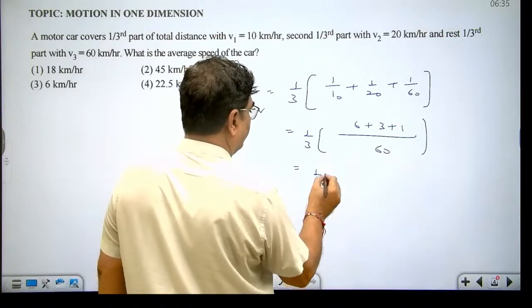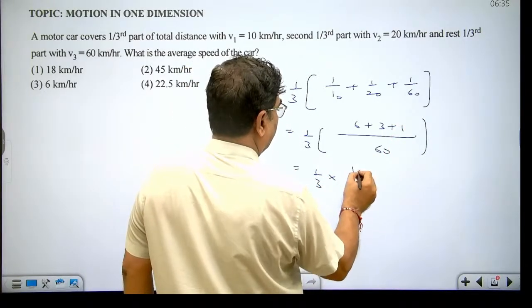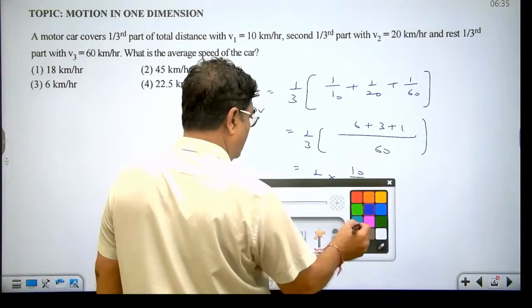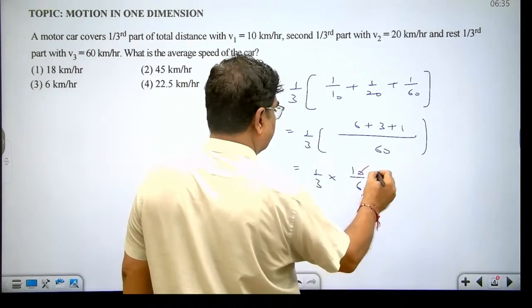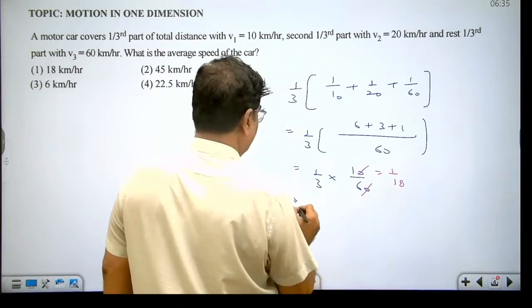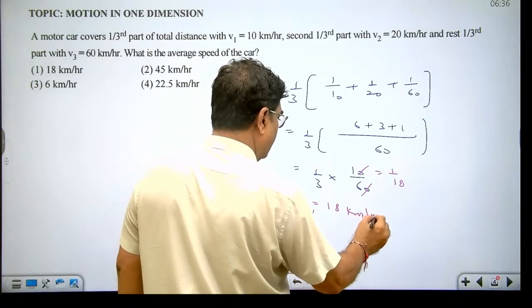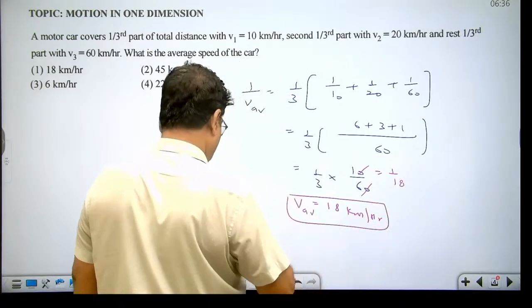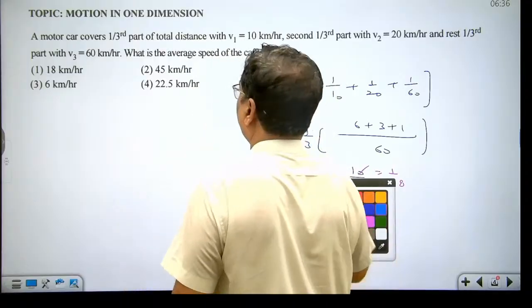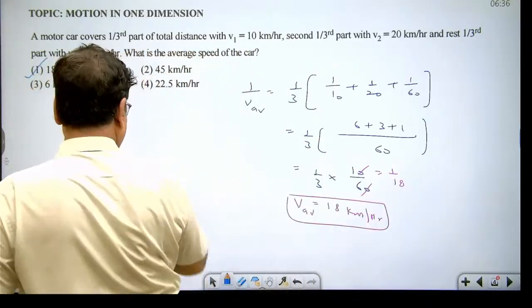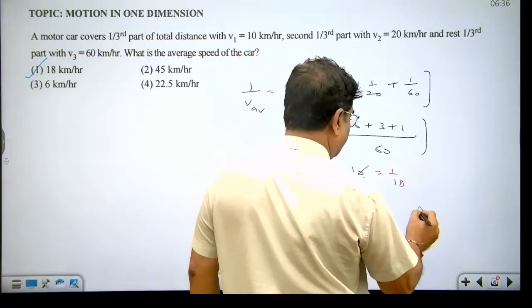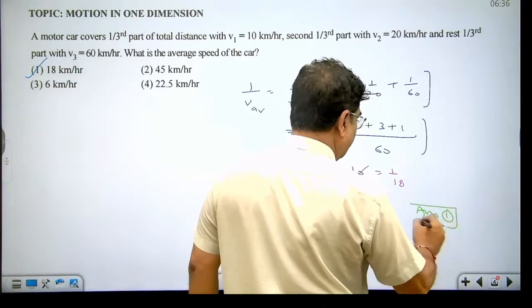So this is 3 divided by 10/60. After solving this, the zeros get cancelled. This is 1/18 inverted, so V average of the journey is 18 km per hour. Out of the 4 choices, the correct choice is option 1. So dear students, option 1 we will tick as the correct choice.